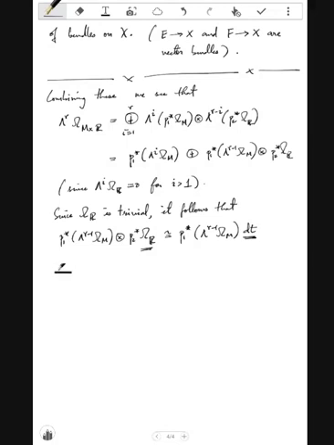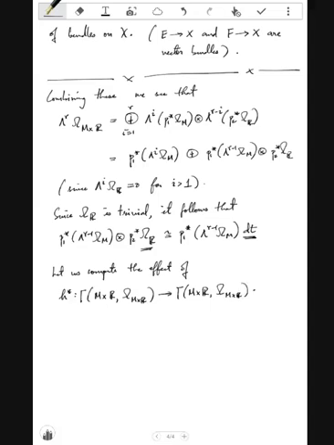So let us compute the effect of H upper star from gamma M cross R to itself. So let us understand this map. So we want to compute it when R is equal to 1.